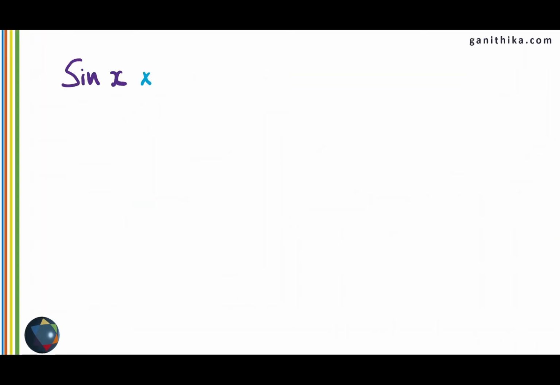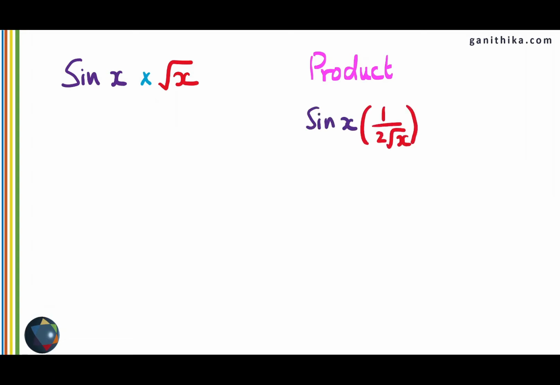Sin x multiplied by square root of x. Can you see sin x separately and square root x separately as a full function? Yes, sin x multiplied by square root x, and therefore this is a product function. And we will use product rule for this. First function multiplied by the derivative of the second function plus second function multiplied by the derivative of the first function, and this is the derivative of sin x square root x, which is in product form.